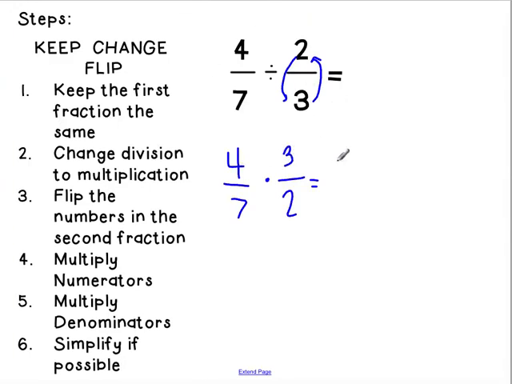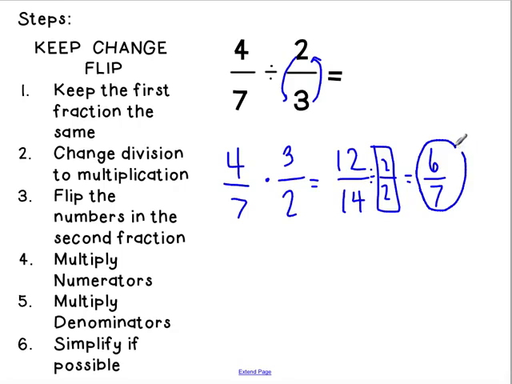So we have 4 times 3 is 12. 7 times 2 is 14. I know they're both divisible by 2. So I'm going to show that dividing by 2 over 2. 12 divided by 2 is 6. And 14 divided by 2 is 7. Can't simplify, so my final answer is 6 over 7.